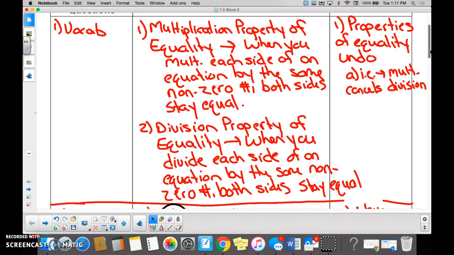Alright, so you guys, we've already done addition property of equality. We've already done subtraction property of equality. The multiplication property and the division property aren't much different. It simply states for multiplication that you multiply both sides by the same non-zero number. Everybody say non-zero. Non-zero. And division, you divide by the same non-zero number. And the reason we're multiplying or dividing both sides by the same non-zero number is to keep the equations equal.